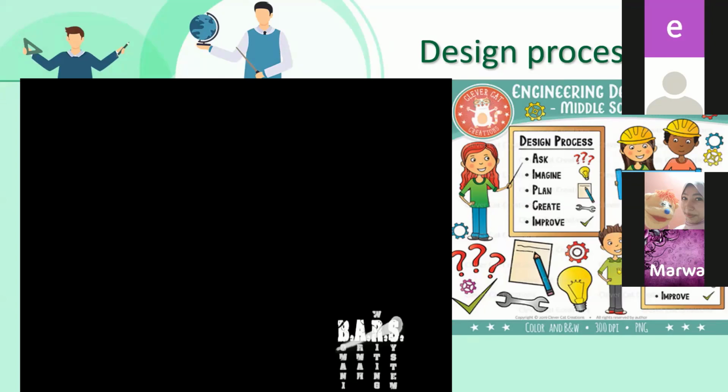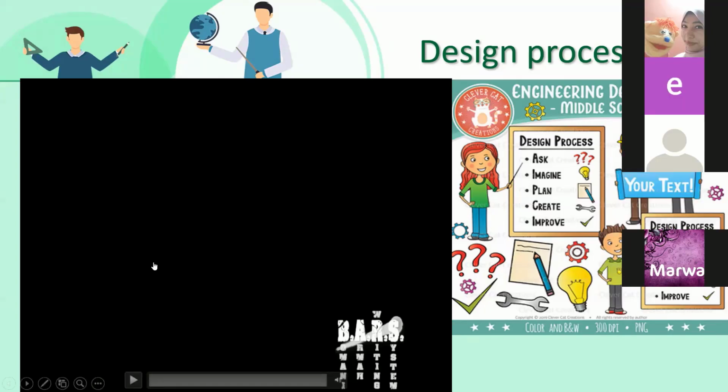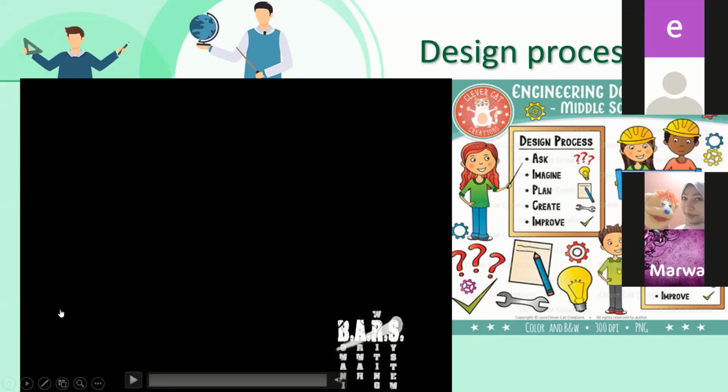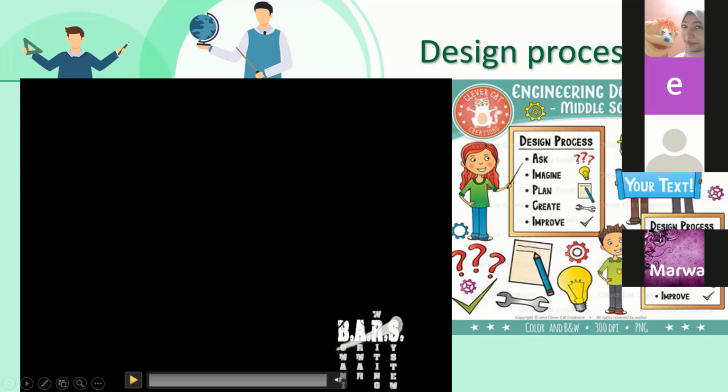The next step is, Minna? Yes, it's to imagine. Imagine the idea, the solution, how it will be. Marwa, the third step is? The third step is plan. Plan, yes. Okay, the fourth step is create. And the final step is improve and repeat again.